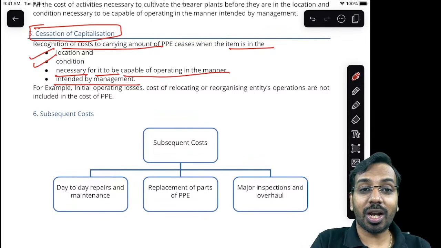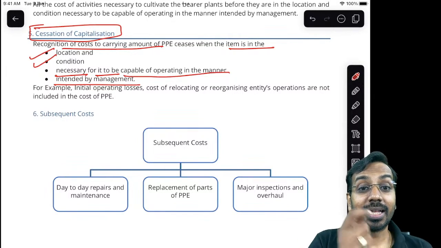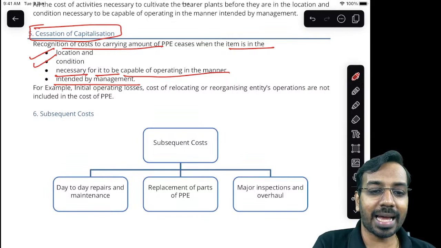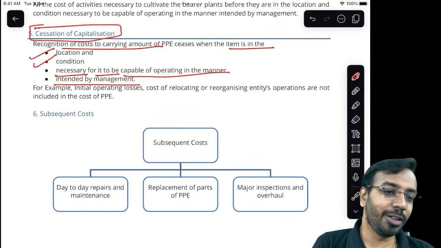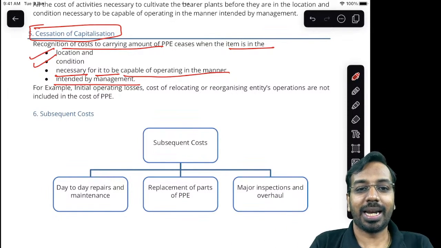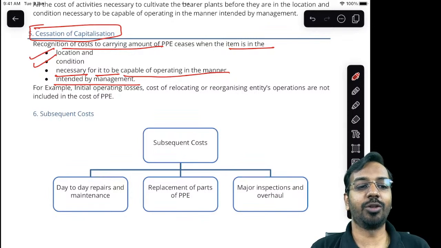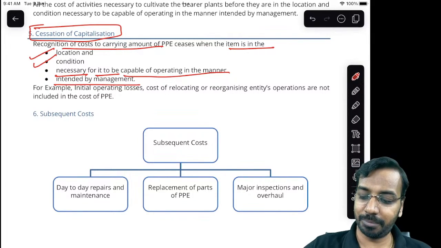Now that uninstallation and installation cost should not be added to the cost of PPE because that was not incurred for bringing the asset to the condition and location to be operated as intended by the management. First time installation, yes. Second time uninstallation and again installation, that does not add value to the particular asset and hence that will not be added to the cost of property, plant and equipment.